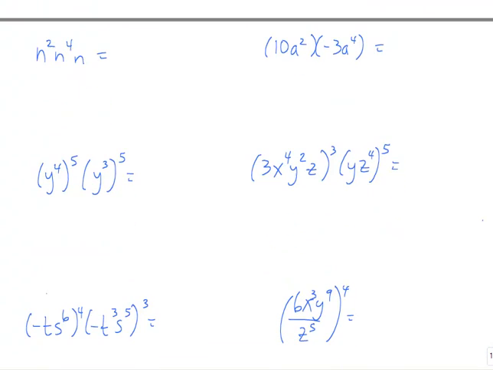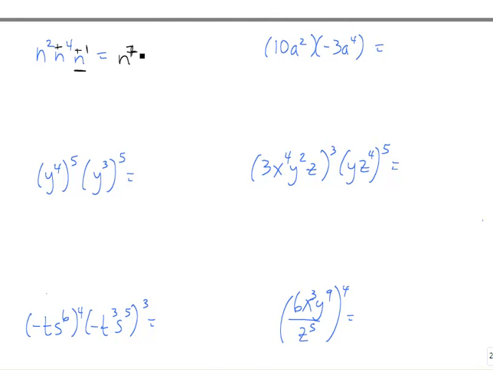Alright, so let's try some out here. If I have n squared times n to the 4th times n, then they all have a common base, n, and my product rule here says that I can add these powers. And remember, n, this last term right here, has an implied exponent of 1. So 2 plus 4 plus 1 is going to give you n to the 7th.